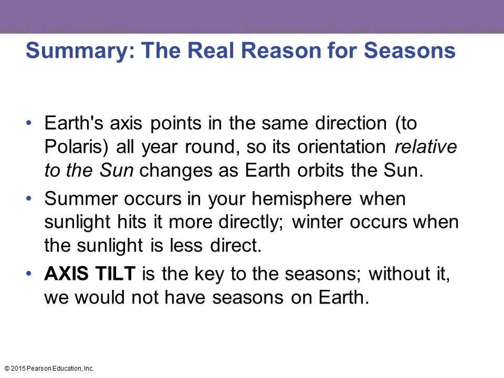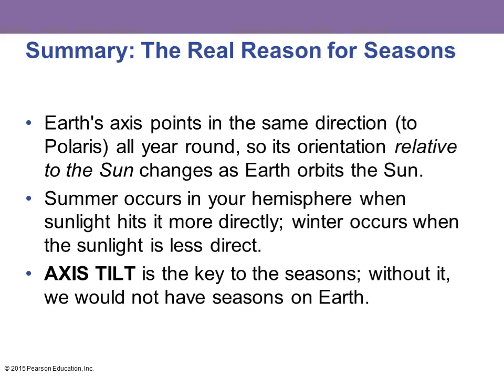So, Earth's axis points in the same direction all the time, but its orientation relative to the sun is going to change as it orbits the sun. Summer occurs in our hemisphere when the sunlight hits it more directly and we receive more daylight hours. Winter occurs when the sunlight is less direct. So it's the tilt of the axis that's really the key to the seasons.